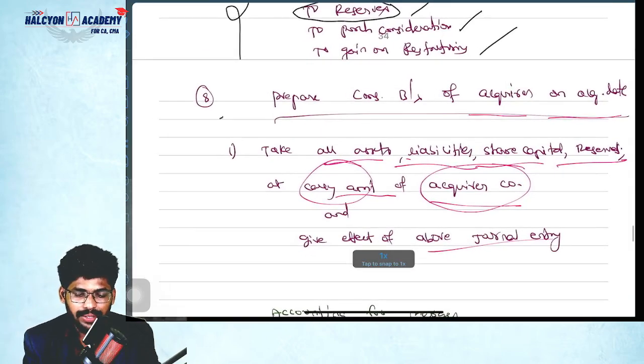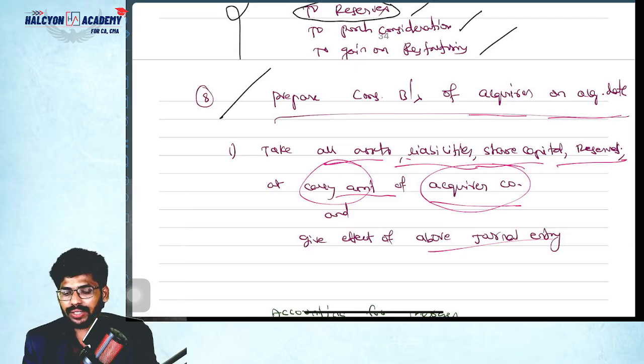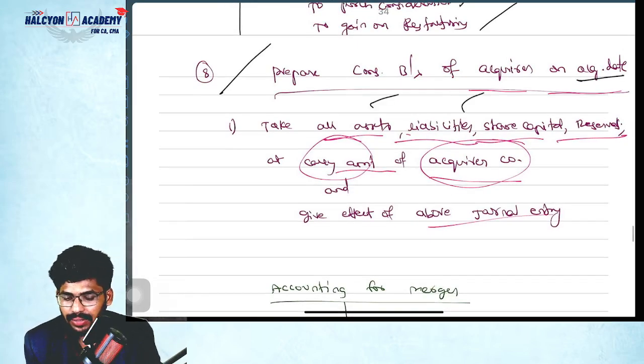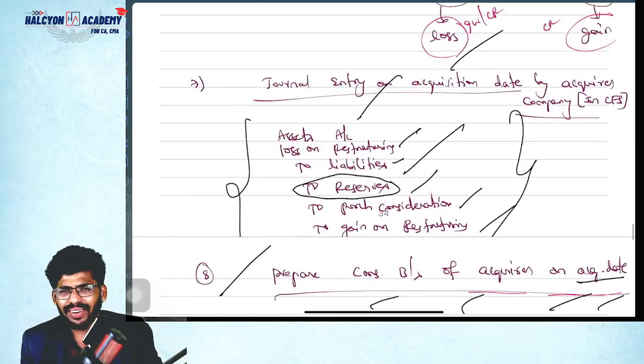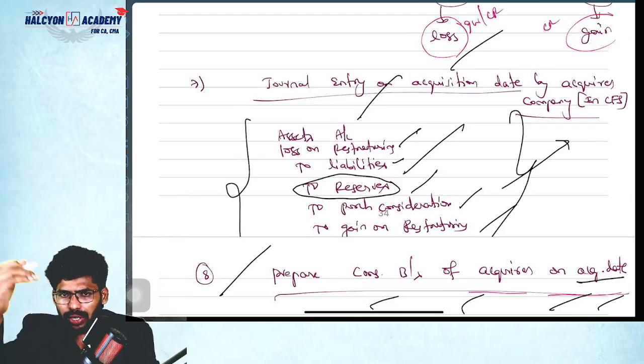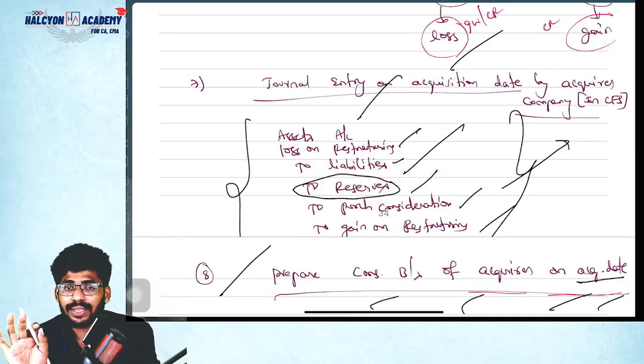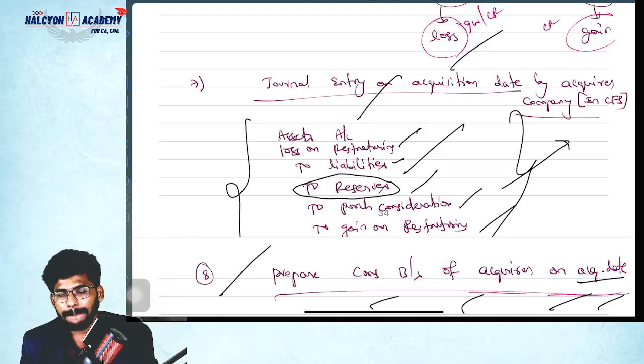Okay, next, preparation of consolidated balance sheet of acquirer on acquisition date. Simple, guys. Take all assets, liabilities, share capital, reserves at carrying amount of acquirer company and give effect of the above general entry. So you have written this journal entry, right? So please give effect for this journal entry and take all the book values of acquirer company. Don't change anything. That's it.